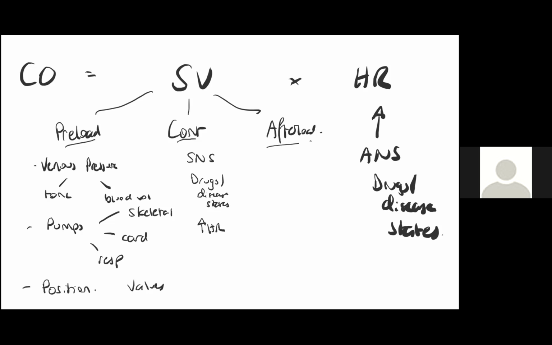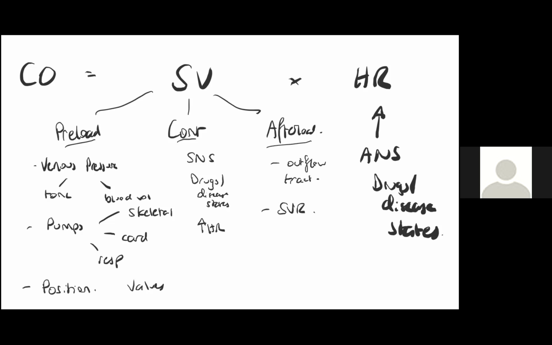Finally, afterload. There are two key things to afterload. First of all is the patency of the outflow tract, which is, for example, the problem of aortic stenosis. And finally, the resistance offered by the systemic arterial circulation.